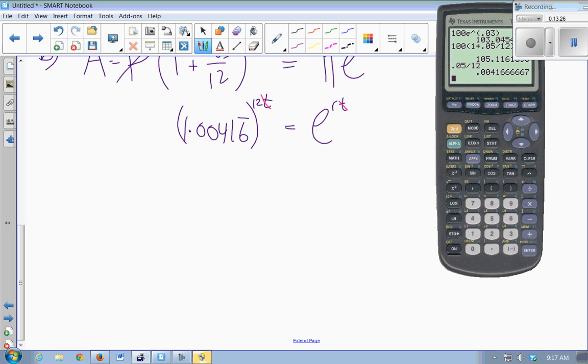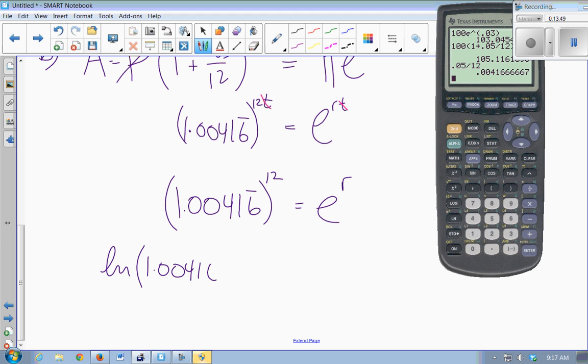Okay, so now I would like to know 1.00416 repeating to the 12th equals e to the r. e to what value? So how do I solve this for r? Take the natural log of both sides. This thing, 1.00416 repeating to the 12th, is just a number, and that equals r, because the ln of e to the r is r. Take the ln of both sides.